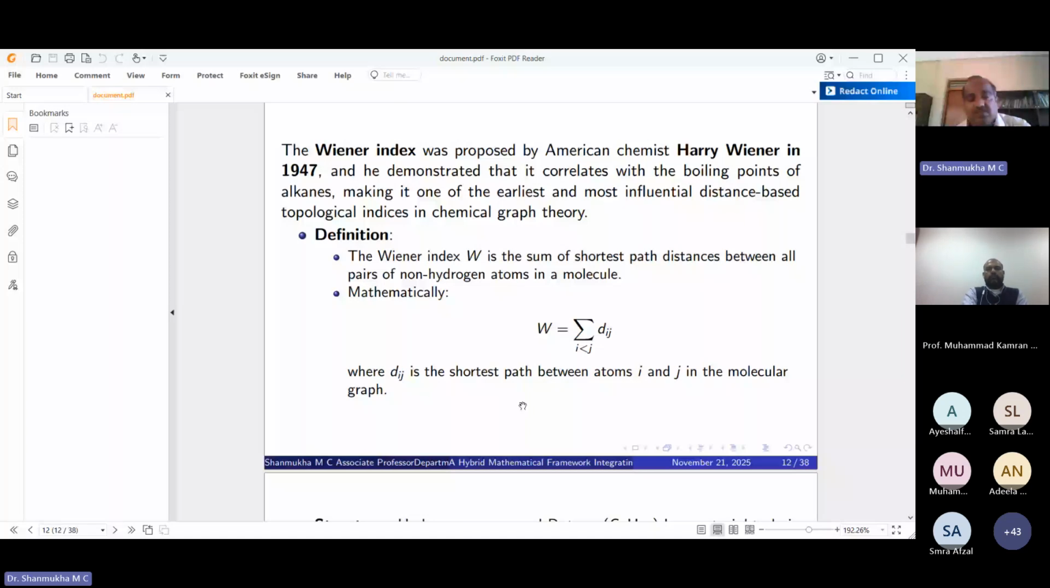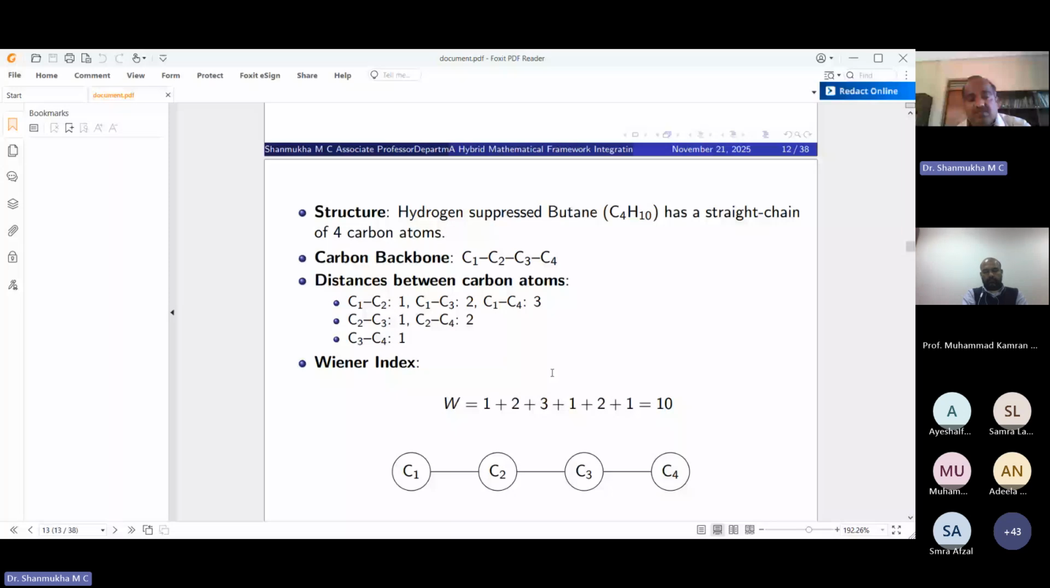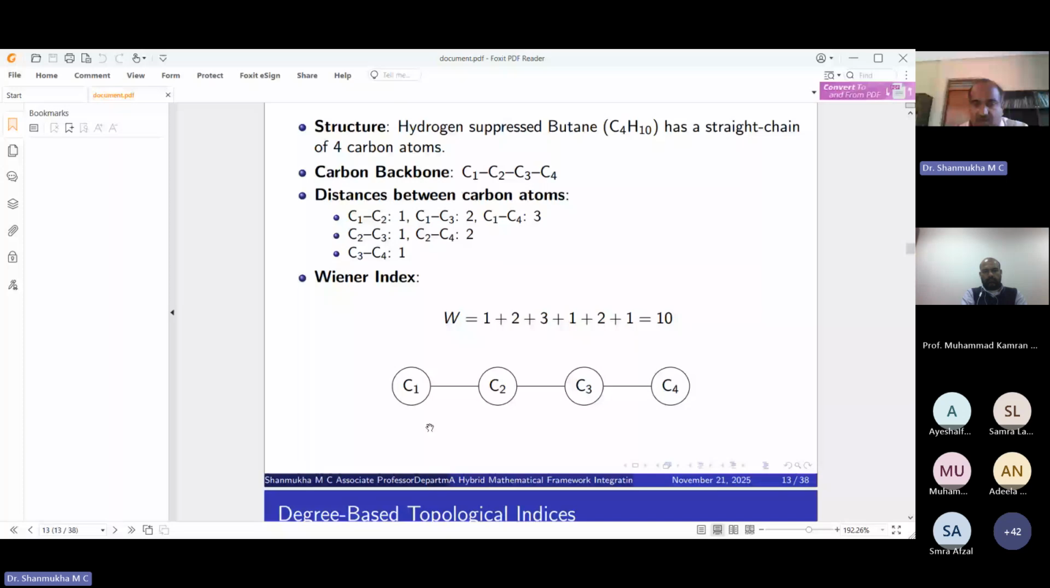Here we consider one structure as an example, hydrogen suppressed butane. The molecular formula of butane is C4H10, a straight chain of 4 carbon atoms. The figure shows C1, C2, C3, C4. These are connected: C1 connected with C2, C2 connected with C3, C3 connected with C4. Now using the given hydrogen suppressed butane structure, we need to find the Wiener index.